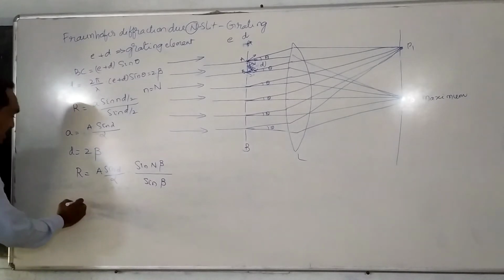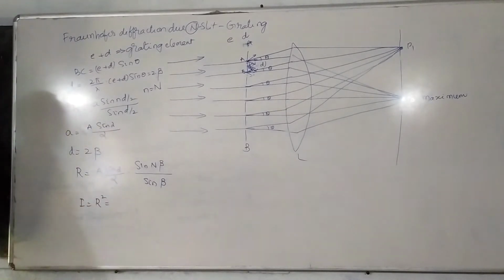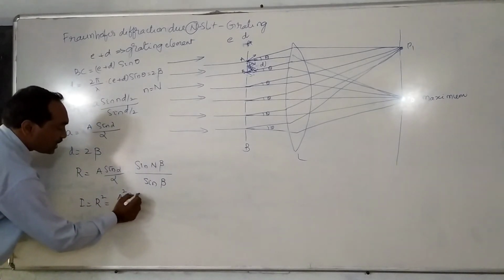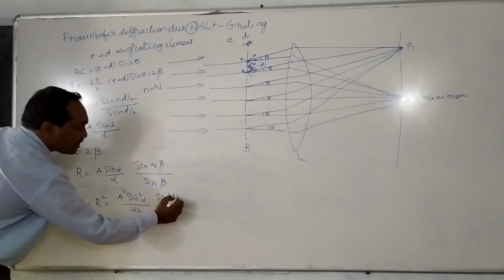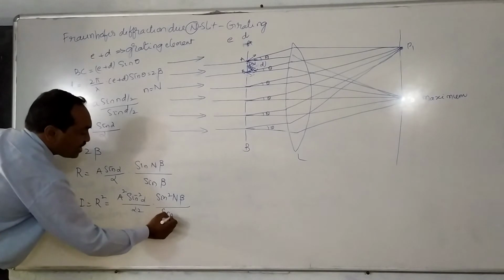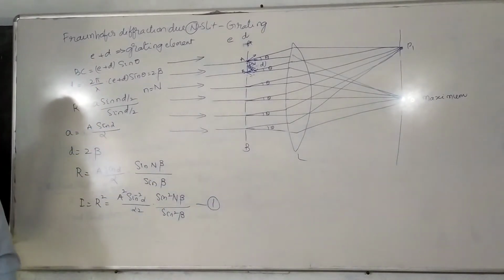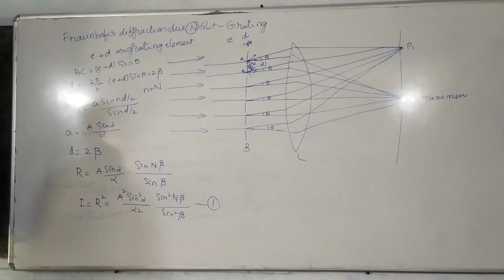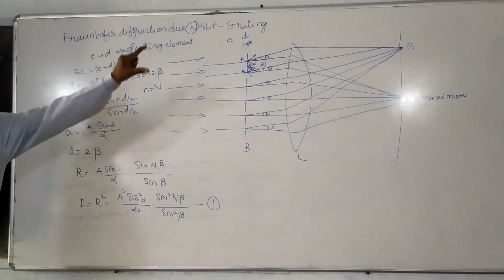Now, what is the intensity? Intensity I is equal to the square of the amplitude, that is equal to A squared sin squared alpha by alpha squared into sin squared N beta by sin squared beta. That is the required equation of the resultant intensity due to the N slits, of course, for the plane transmission grating. By using this equation, we will analyze how the intensity is distributed on the screen.